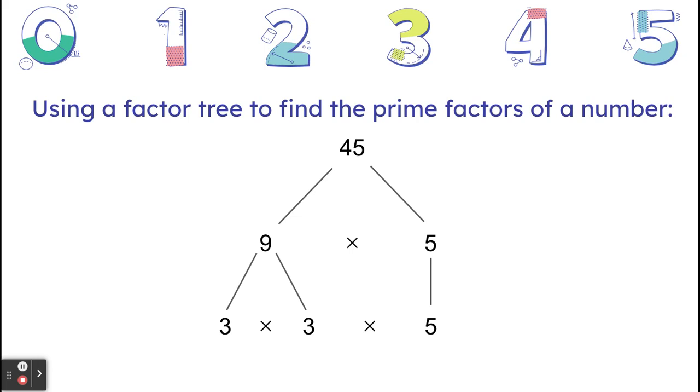So we get to this stage where we see, well, we have the number 3, that's a prime number, and 5, that's a prime number. And if we say 3 times 3 times 5, we do get to 45, so we know we haven't missed any. And we have arrived at the prime factors of 45, which are 3 and 5. So a factor tree is a great way to help you find the prime factors of a number.